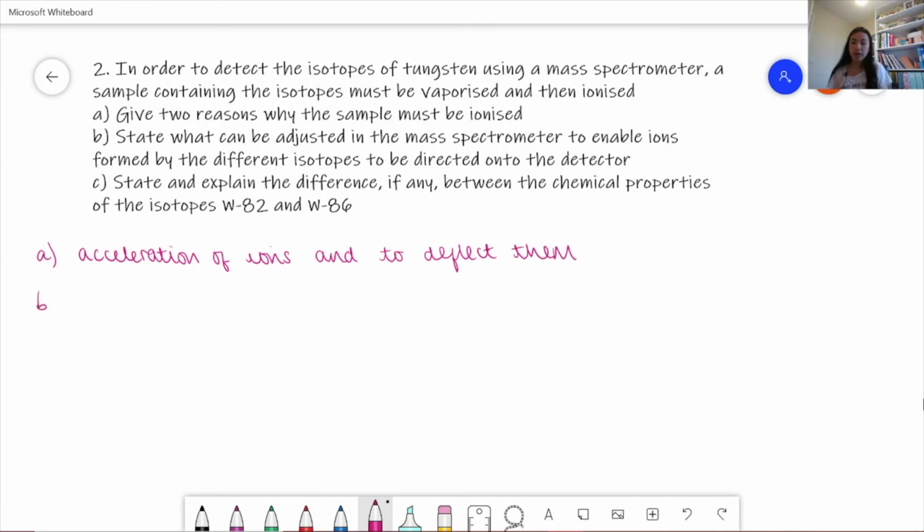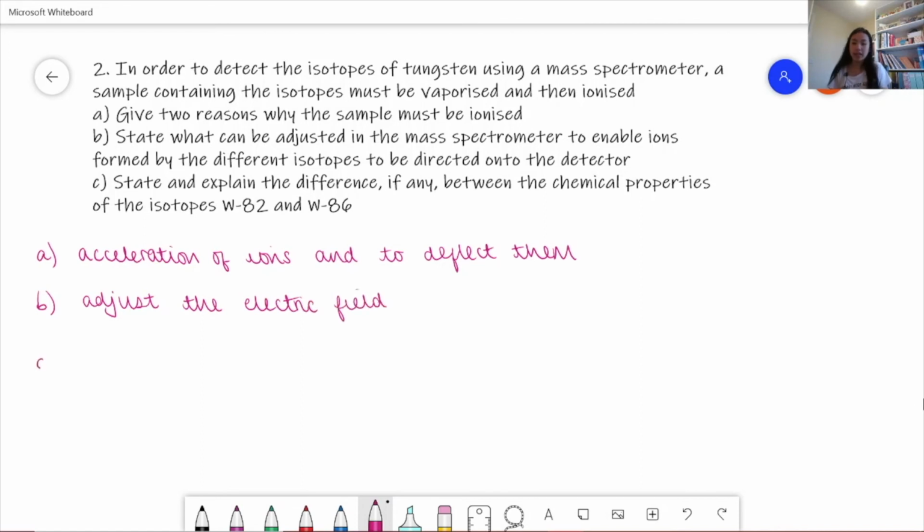And then for B, state what can be adjusted in the mass spectrometer to enable ions formed by the different isotopes to be directed onto the detector. If we've got different isotopes, then we can adjust the electric field to accommodate for these different isotopes. So we can adjust the electric field so we can make it stronger or weaker.